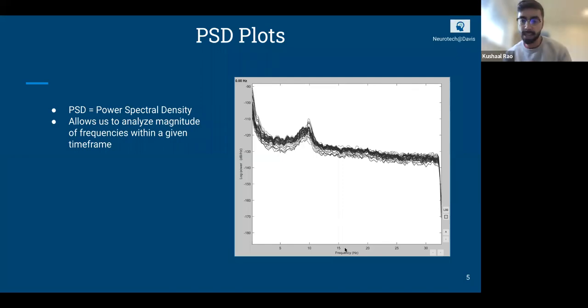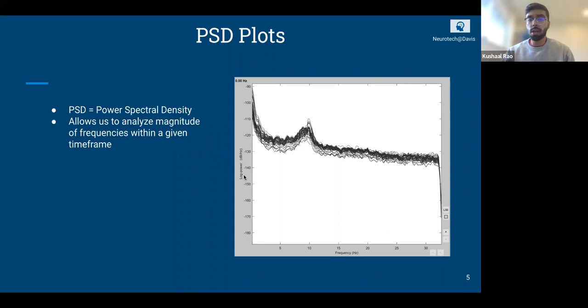You'll see that the x-axis notes frequency in hertz. So this particular graph is showing a frequency range from 0 to 30 hertz. So we cover all the way from delta, which is a 0 to 3 range, all the way to, I think, beta, I believe, which would be 13 to 30 hertz. The y-axis is interesting. The y-axis says log power, and you have the units of decibels per hertz.